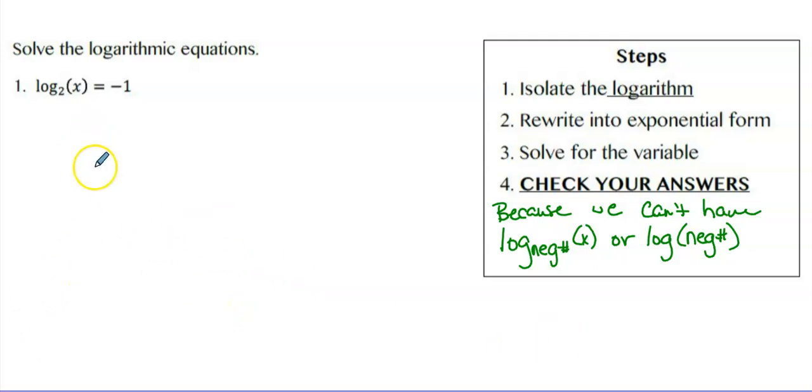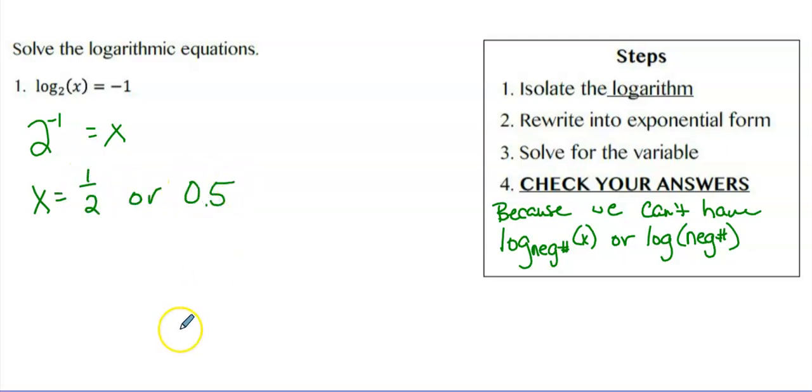So let's try this out. We already have the log isolated here. So let's go ahead and rewrite this in exponential form because we have the variable in the log itself. If we had the variable over here, we'd just use the change of base formula, but we can't do that here. So 2 to the negative 1 power equals x. 2 to the negative 1 power is 1/2, so x equals 1/2, or you could say x equals 0.5. Now we need to go back and check that.